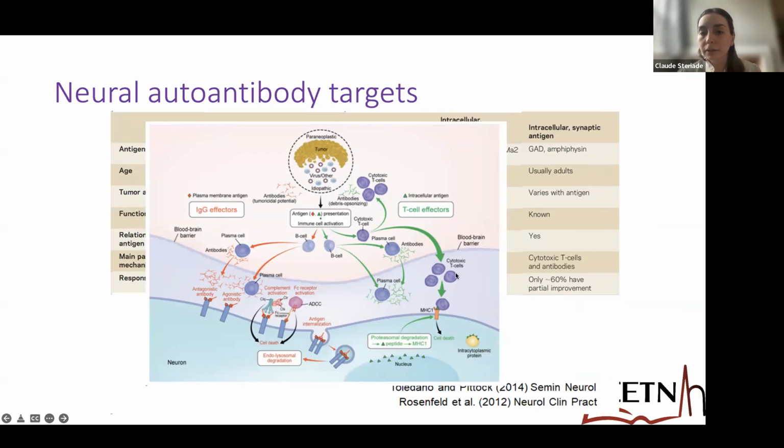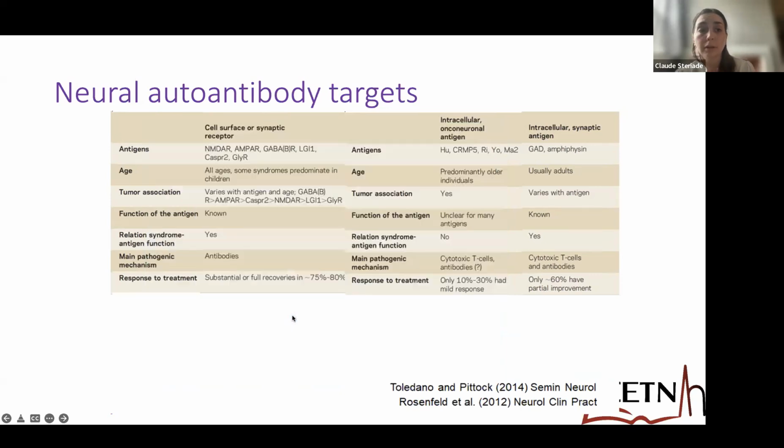So with the intracellular target, this is really more of a T-cell mediated disease. So you can see that the antibodies are sort of like peripheral byproducts of a primary cytotoxic T-cell process. And it's often associated with a paraneoplastic etiology, although not always. Whereas in the setting of surface antibodies, the antibodies themselves are causing disease and can cause internalization of the receptor.